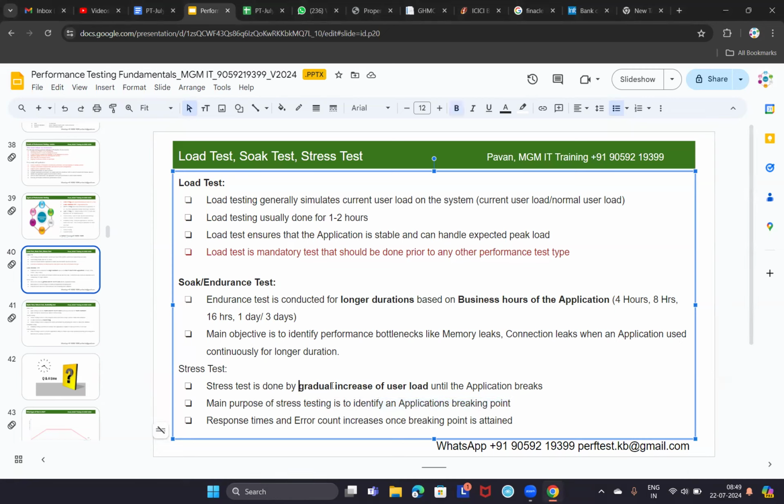It is done by gradual increase of user load until the application breaks. We gradually increase the user load till the application breaks, right? And how do we determine that the application has reached breaking point? Response times and error count increase once breaking point is attained. Once we reach the application's breaking point, the application response times will increase and the number of errors also increases. Then we determine that the application has reached its breaking point, right? So this is all about stress test.